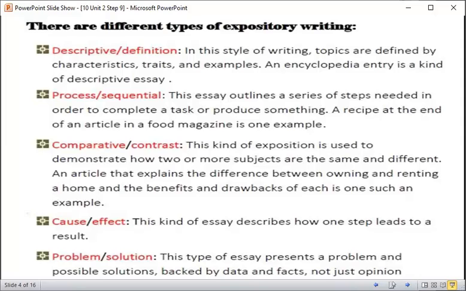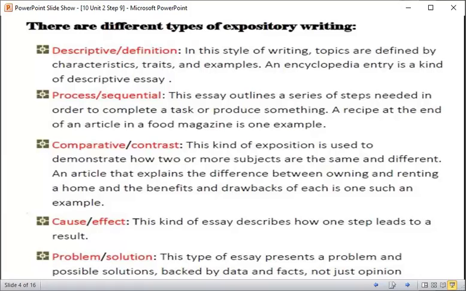Process or sequential: you are giving a sequence of, for example, how to make pizza, or how to write a report. So you are giving me a sequence of things. It's a process, a series of steps needed to complete a task. For example, if you are writing a recipe at the end of an article in a food magazine, this is an example of process or sequential expository writing.